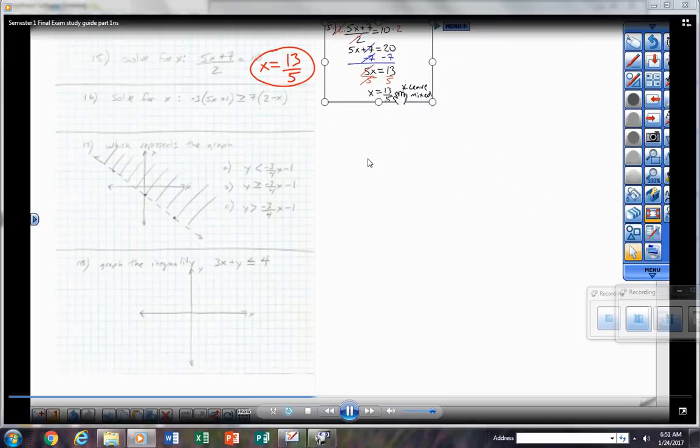Alright, so here we go. Number 16. For 16, to solve this for x, I'm going to distribute.